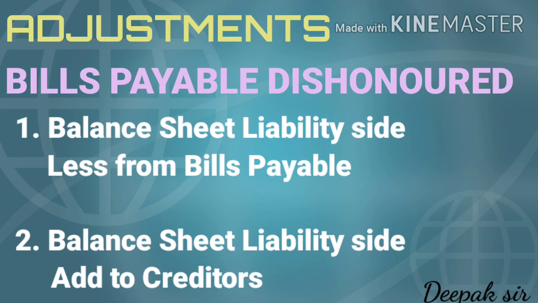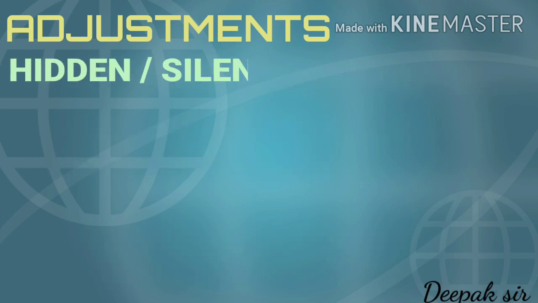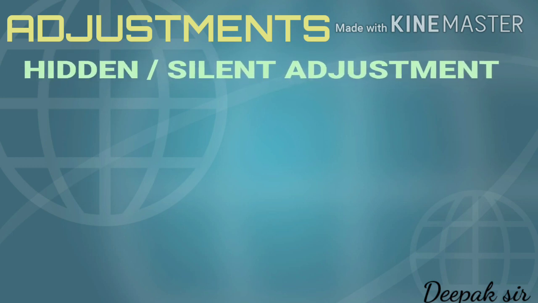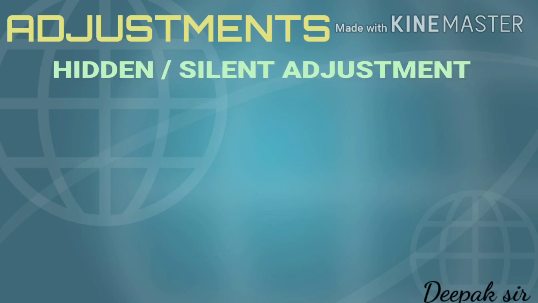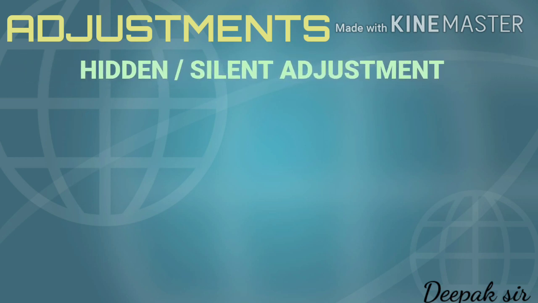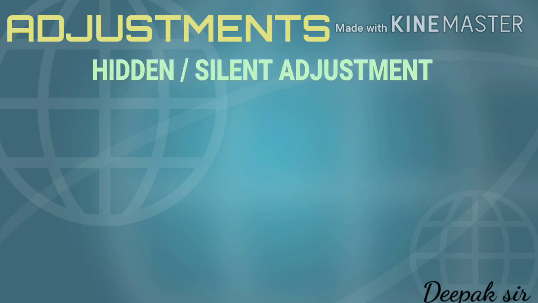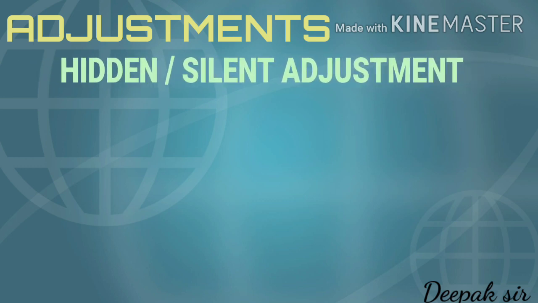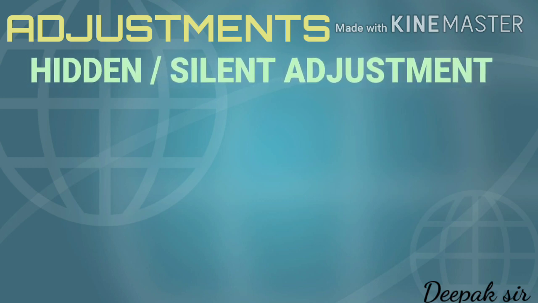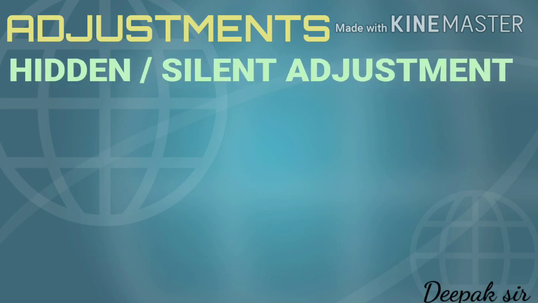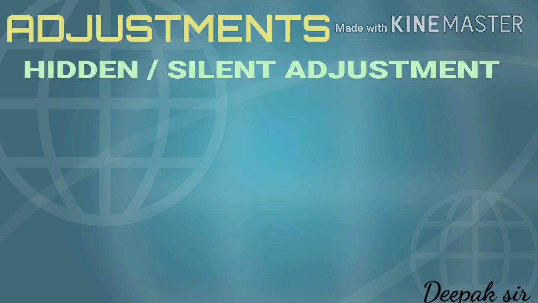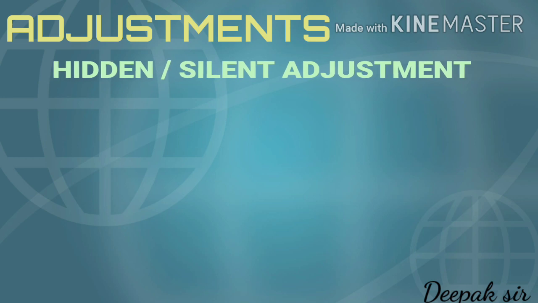Now there may be a few adjustments which will be given in the trial balance. The adjustments which are given in the trial balance are called hidden adjustments, or they are called silent adjustments. Adjustments are basically given below the trial balance, but there may be a few adjustments which will be given in the trial balance, and those adjustments are called hidden adjustments. Now how to identify the hidden adjustment?